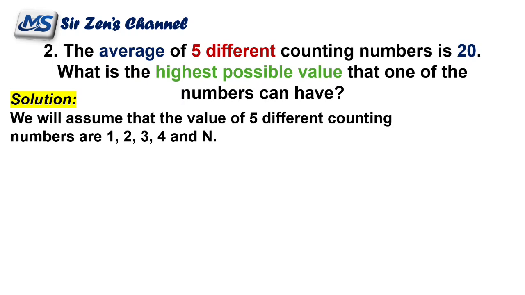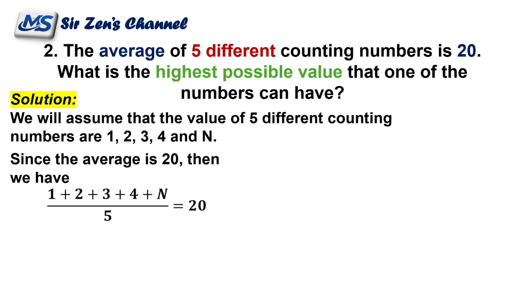Since we have the average, which is 20, let's use the procedure for finding the average. Add 1, 2, 3, 4, and n, and divide them by 5, which equals 20. So 1 plus 2 plus 3 plus 4 plus n, over 5, is equal to 20, because that is the average. Adding the numerator, 1 plus 2 plus 3 plus 4 plus n, gives 10 plus n over 5, which is equal to 20.